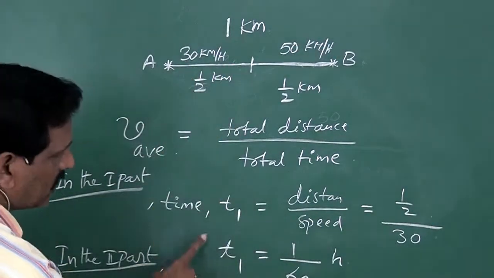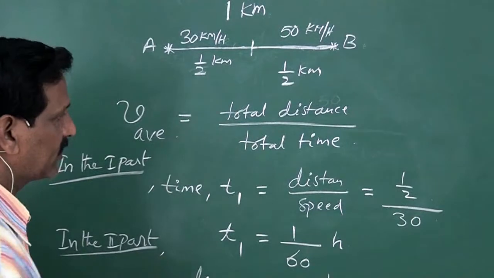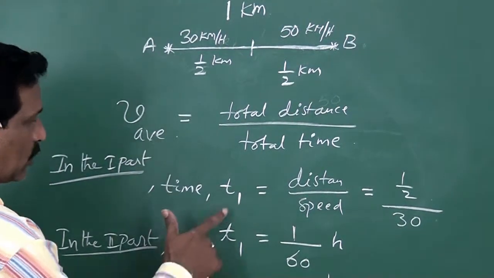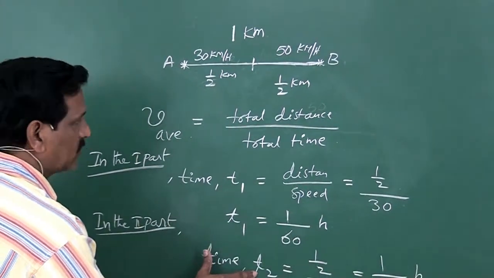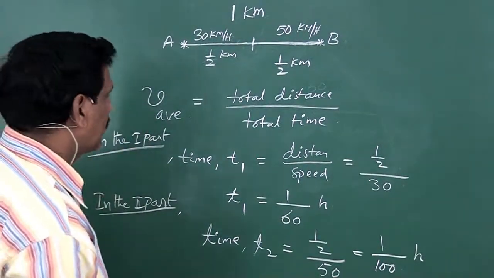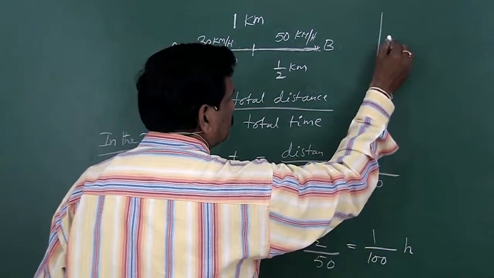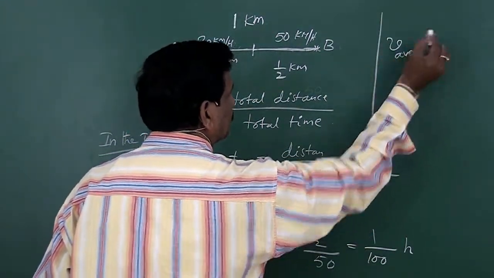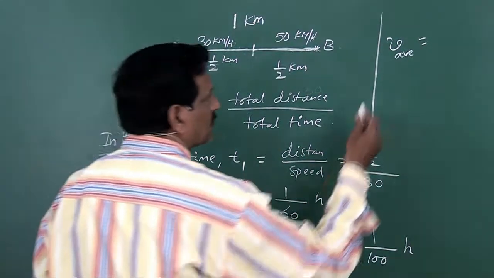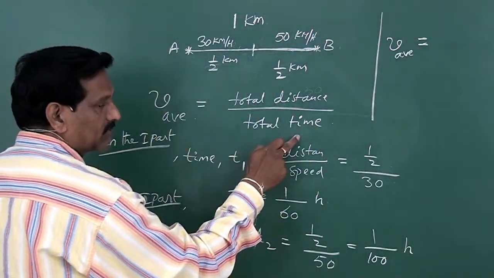In the first part, you have to calculate the time taken. In the second part, we have to calculate the time taken. Then you get the total time taken, that is T1 plus T2. Then you can calculate the average speed. Now you can write like this: the average speed, V average, is equal to total distance by total time.